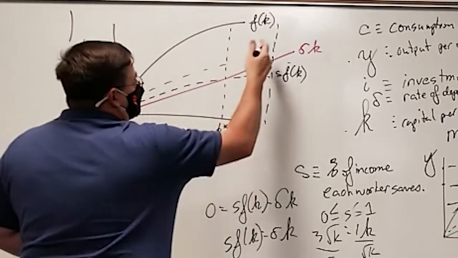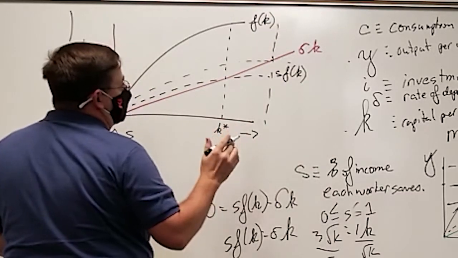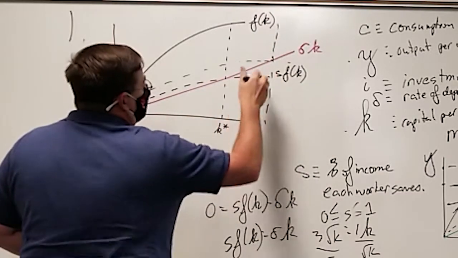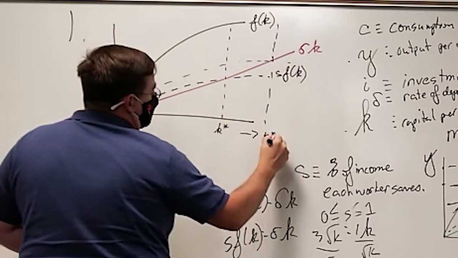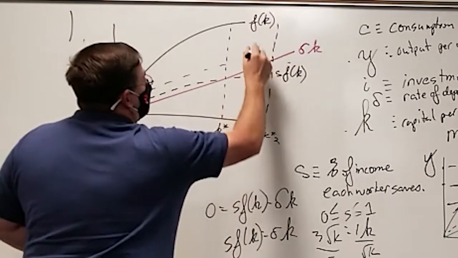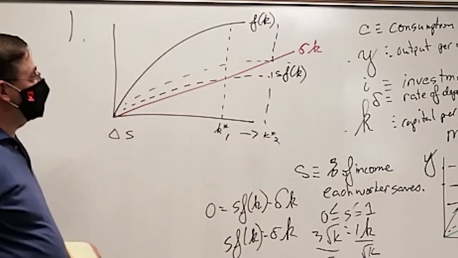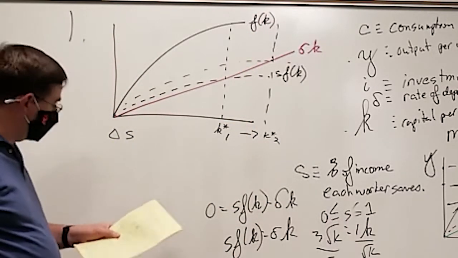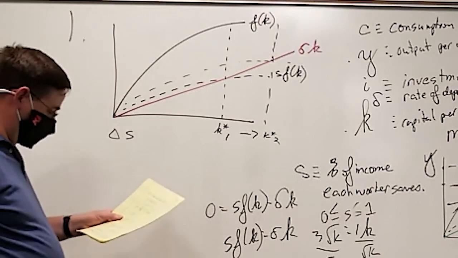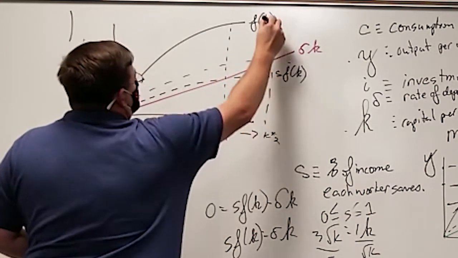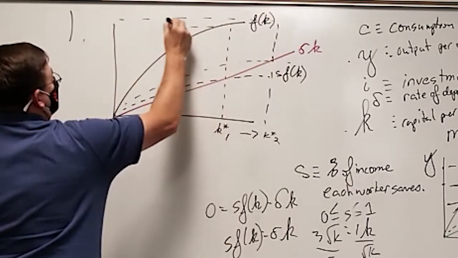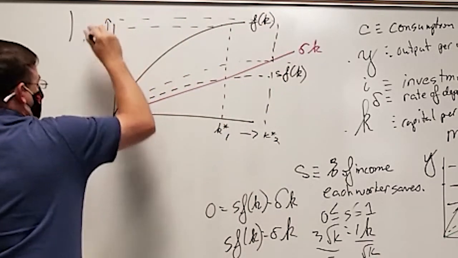That makes sense. People are saving more of their output. That means that more of it's getting invested. And then it'll arrive at a new steady state where output is related to the total amount of capital. And notice as a result, the total amount of capital changes and also the total level of output changes.